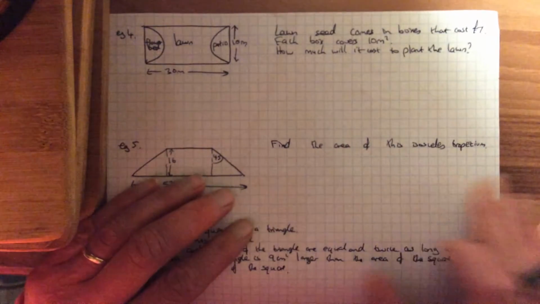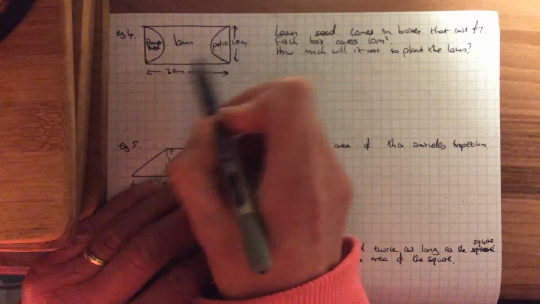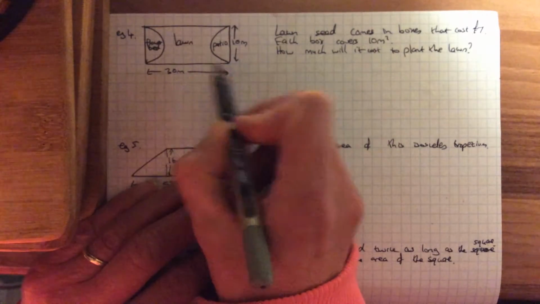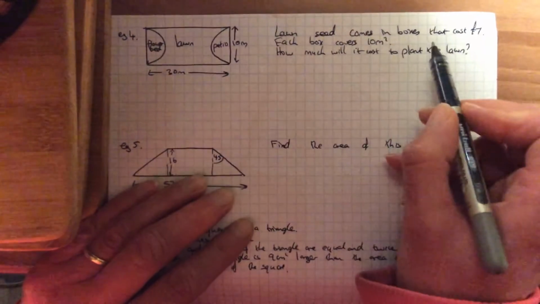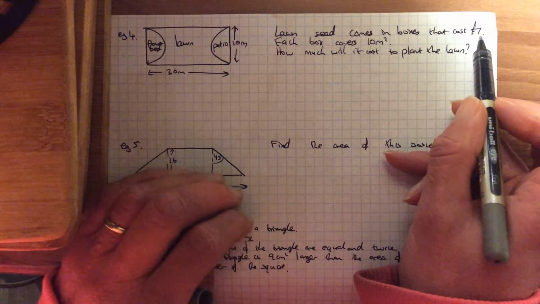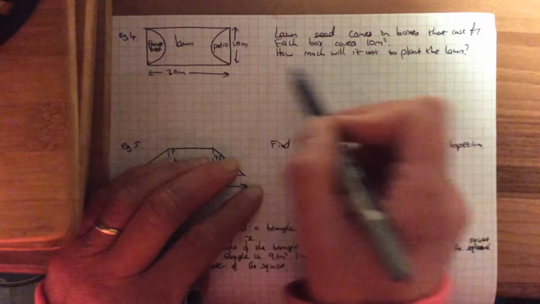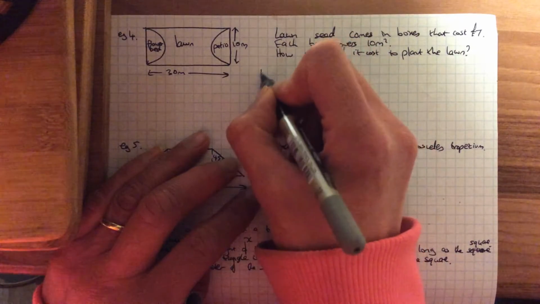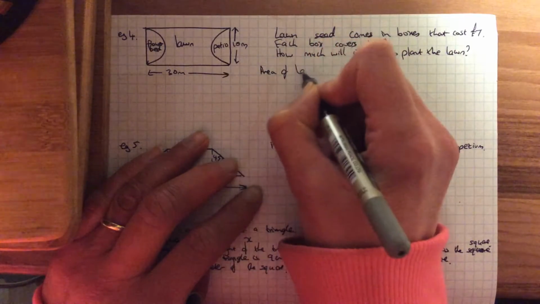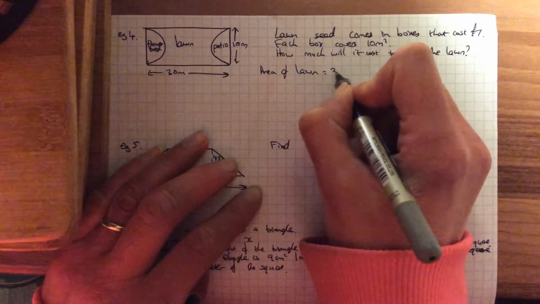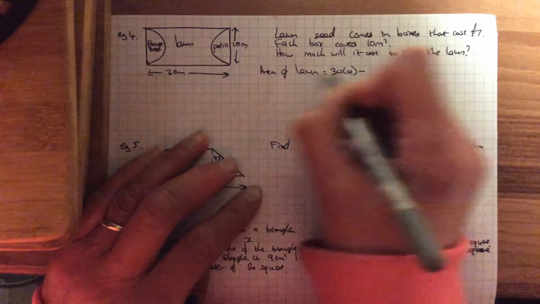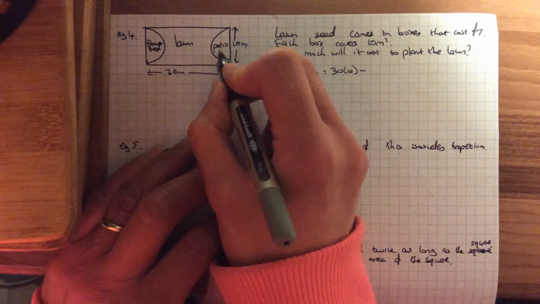Okay, starting at the top one here. You've got a flower bed and patio, 30 metres, 10 metres, and the lawn. Lawn seeds comes in boxes that cost £7. Each box covers 10 metres squared. How much will it be to do the lawn? So first of all, you have to work out the area of lawn. So the area of the lawn is the garden, take away the flower bed and the patio.